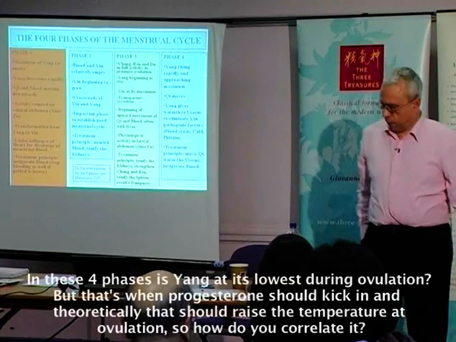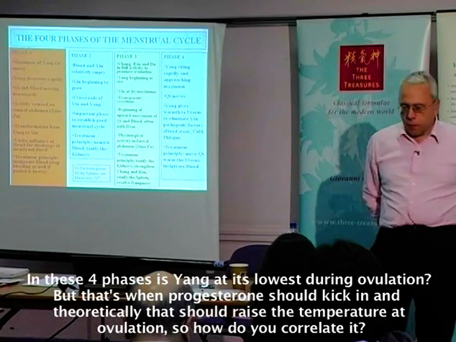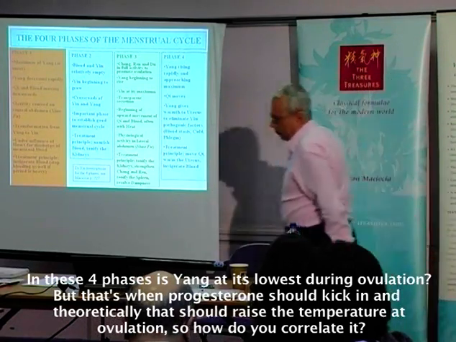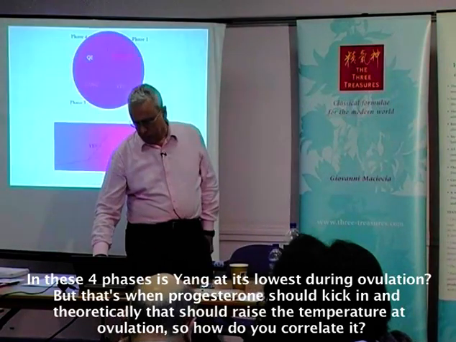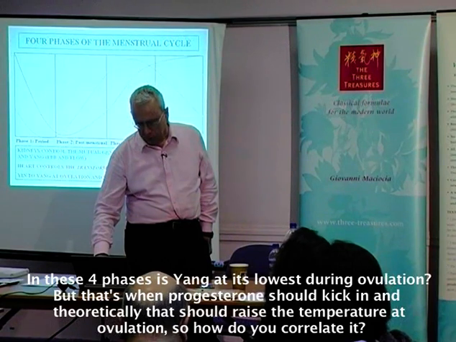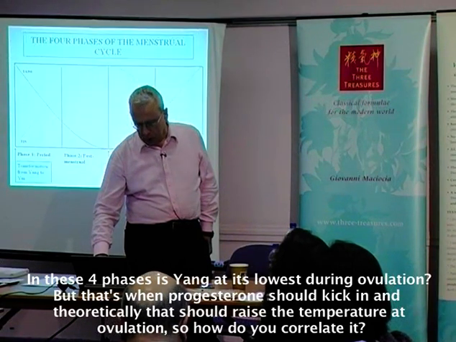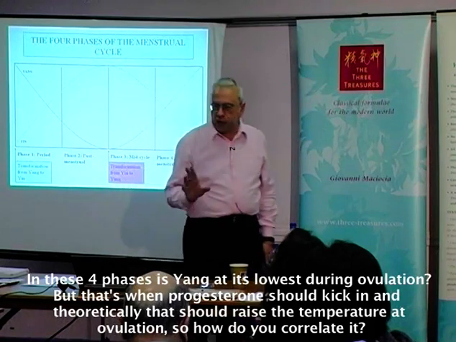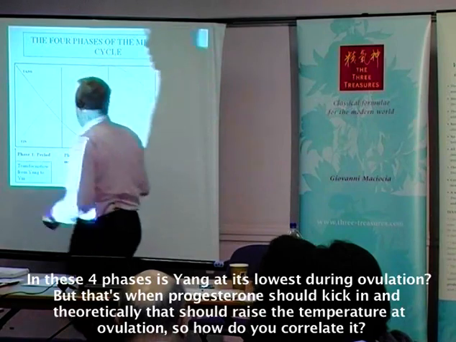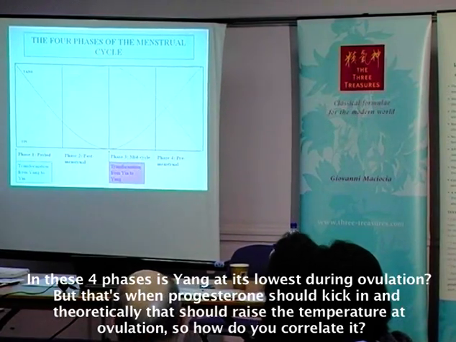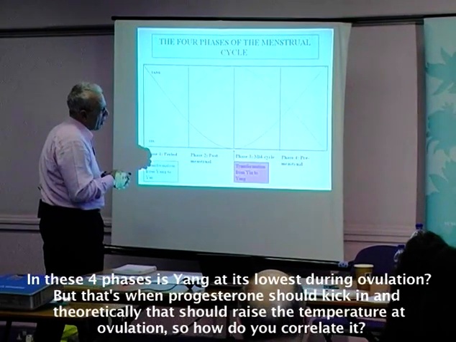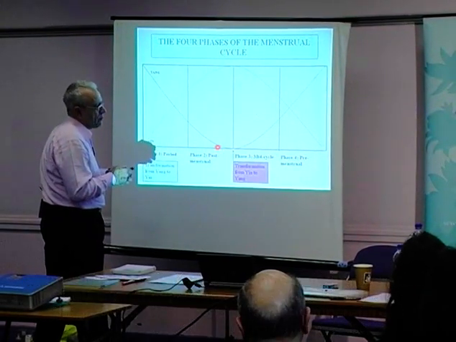Yes. In the four phases, yang sort of hits its bottom where ovulation should be. But that's when progesterone should kick in, and theoretically that should raise the temperature right up. Yeah, that's why this is a theoretical line. So this yang line would probably fall down more steeply there, okay? Bottom out there, but start rising about there, like that.